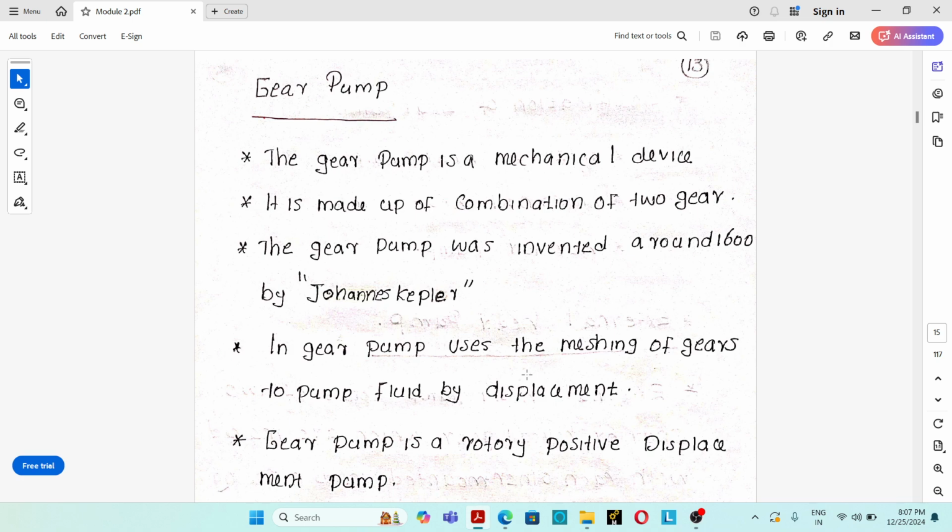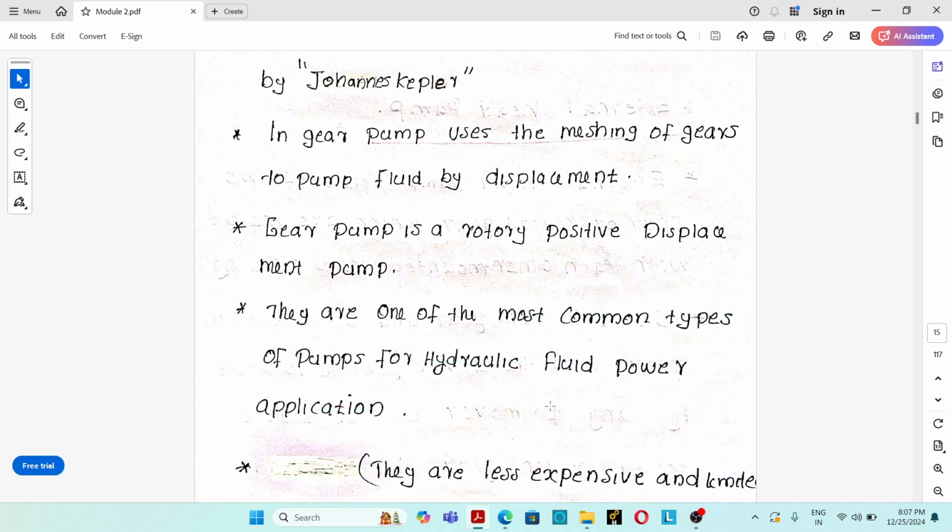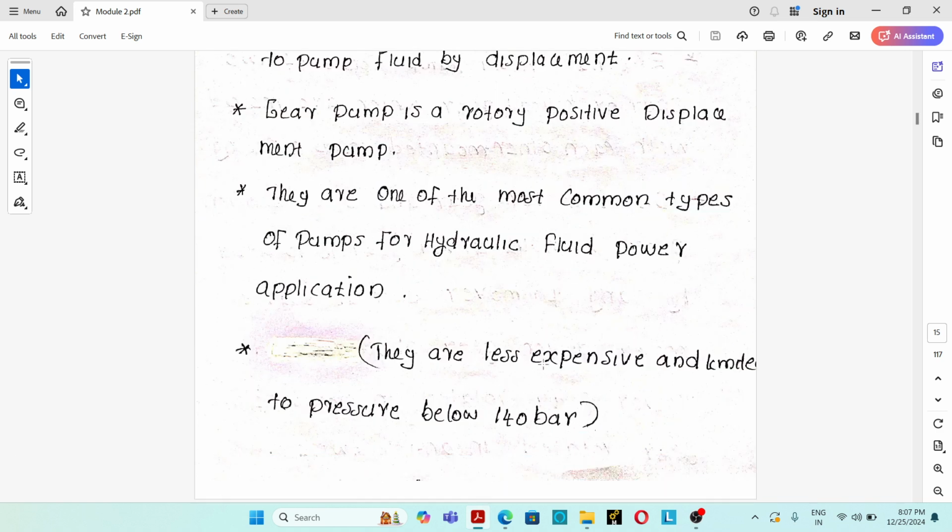So gear pump is a mechanical device. It is made up of a combination of two gears. It consists of two intermeshing gears. It is a rotary type positive displacement pump. The pumping element is rotating during the pumping process. And this is one of the commonly used positive displacement pumps in hydraulic systems, and it is less expensive and it will produce pressure up to 140 bar. Less pressure is actually produced by a gear pump.